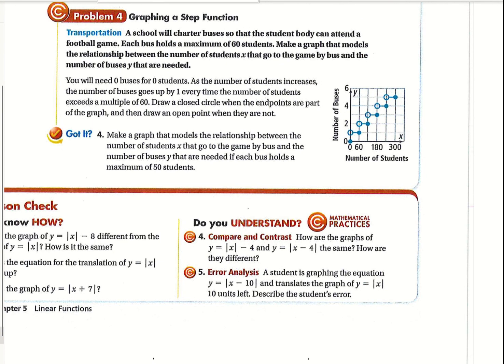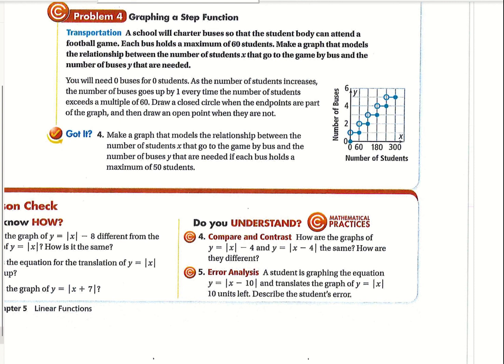So it says a school will charter buses so that the student body can attend a football game. Each bus holds a maximum of 60 students. Make a graph that models the relationship between the number of students x that go to the game by bus and the number of buses y that are needed. Okay.